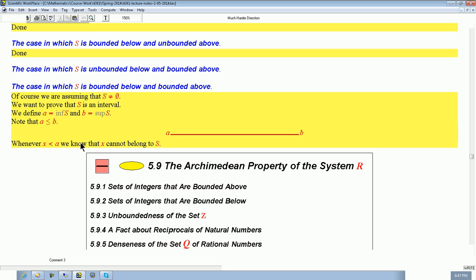Why? Because when I write this, you will write it and you will write some explanation. Because X is less than a known lower bound. The number A is a lower bound of the set. Actually, it's a very special lower bound. Inf S is the greatest lower bound. But who cares about that? Because A is a lower bound of S, numbers less than A are not allowed to belong to S. That's what lower bound means.